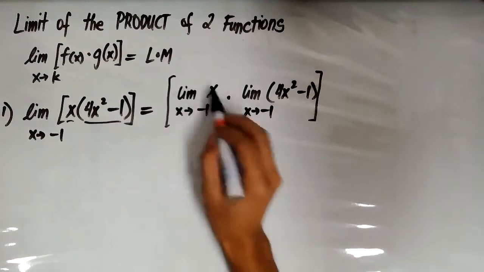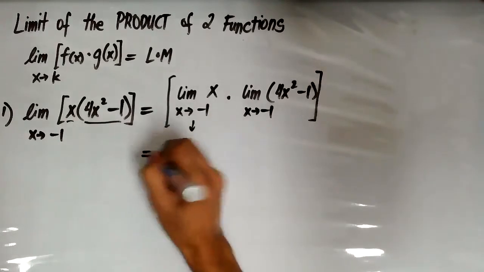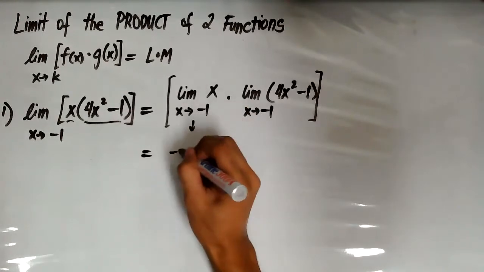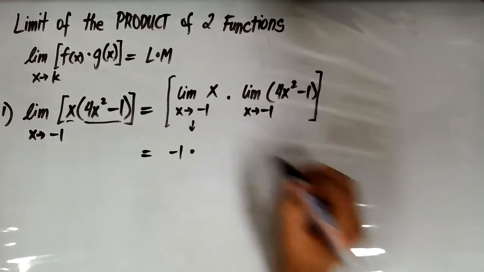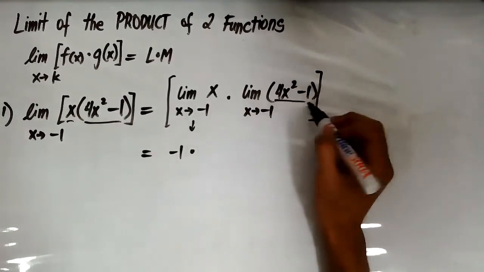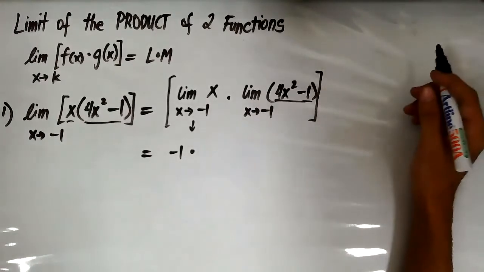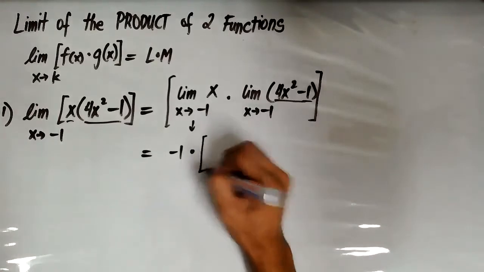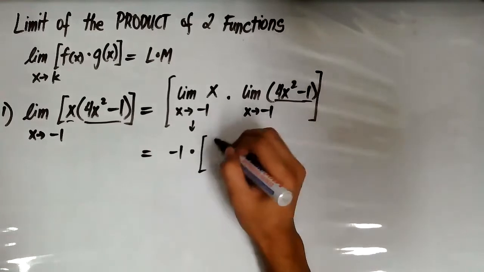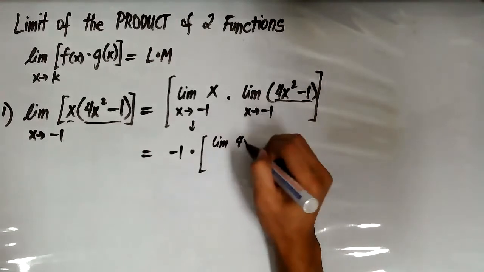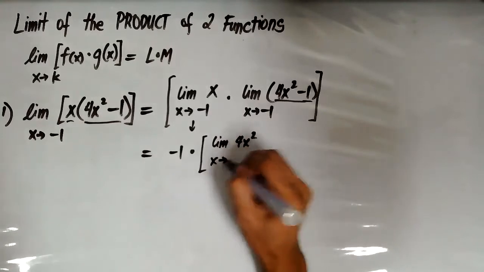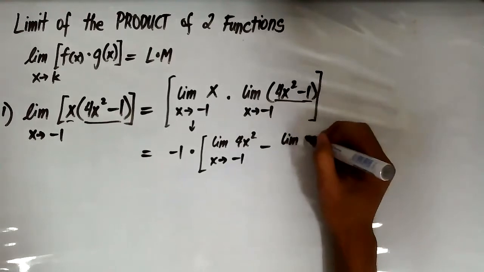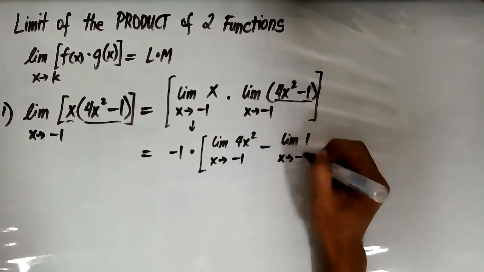All right. So in your function f, we can basically simplify this one by using the identity function. This will become negative 1 times. All right. So here we can still expand this by applying the sum and difference of two functions for us to get their individual limits. All right. So this will become the product of negative 1 times the limit of your 4x squared as your x approaches negative 1 minus the limit of your 1 as your x approaches negative 1.